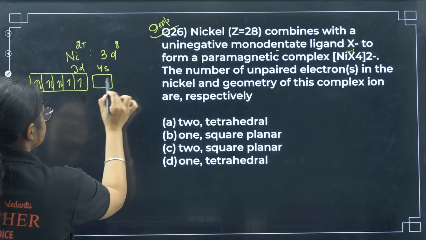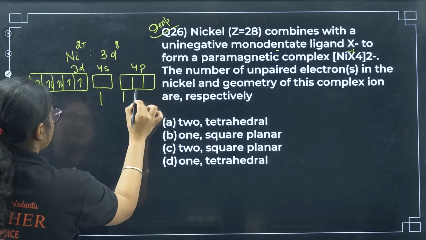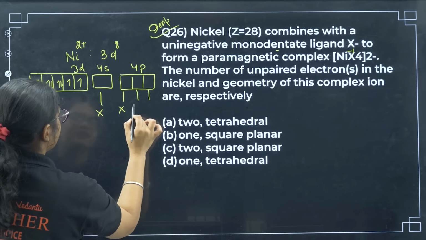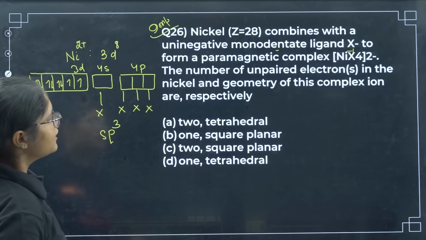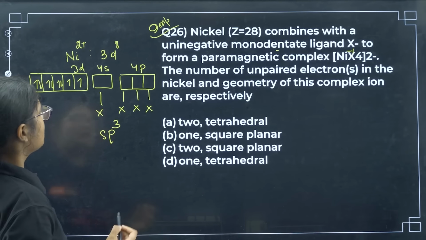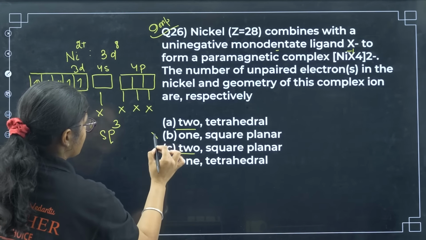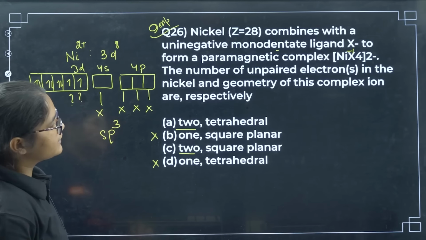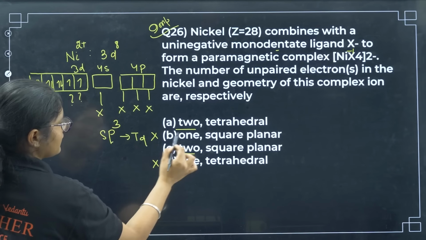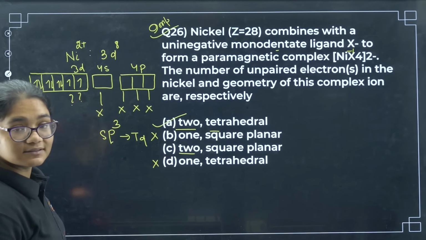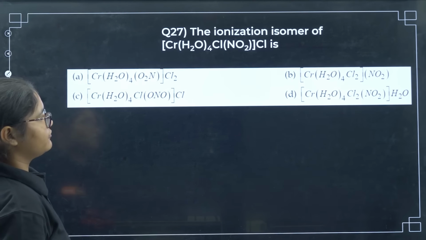So I have to use this S and this 4P, right? Where it is having here X, X, X, X. So I will have sp3 hybridization, right? So the question here is the number of unpaired electrons. So here I have 2 unpaired electrons, okay, so I can eliminate these two options. And the geometry of this complex, because it is sp3, it has to be tetrahedral, so option number A is the correct answer. Next, the ionization isomer of this one.